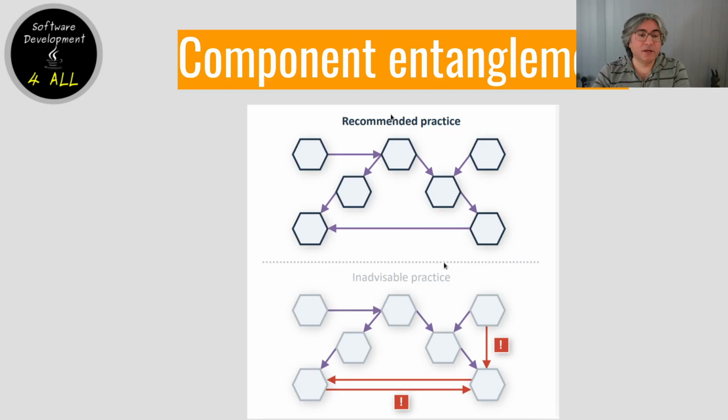Recommended practices. So then we are going to the component entanglement, and this is the recommended practice. These are components, and this component is dependent on this one, which is dependent on this one, fine. This one is dependent on this, so every time it's a one-way dependency towards another one, right? That's fine. The inadvisable practice is the one below, where, for example, these two components are interdependent on each other. So actually anything affecting this component will affect this one, and vice versa.